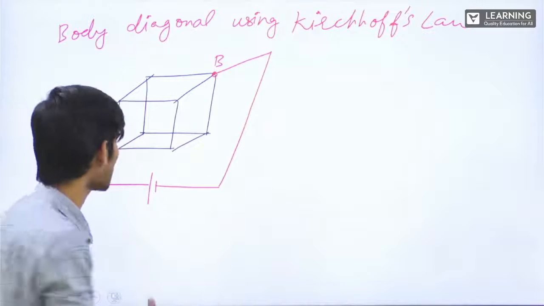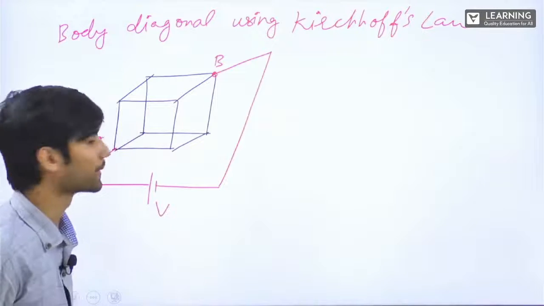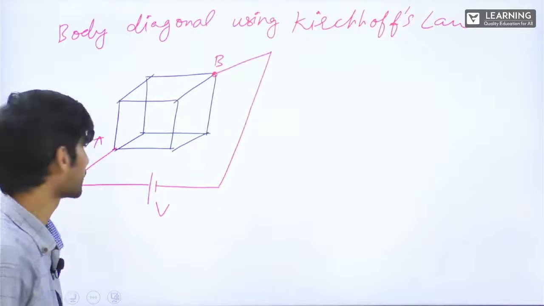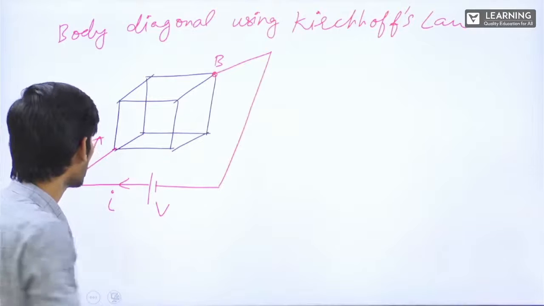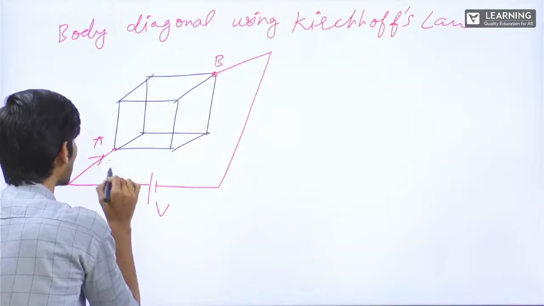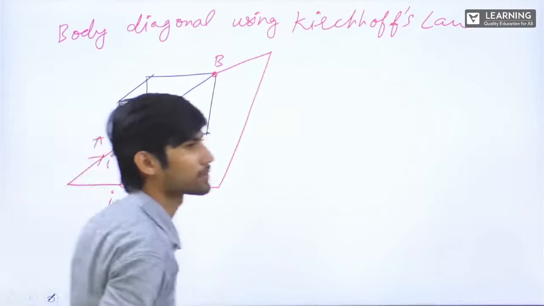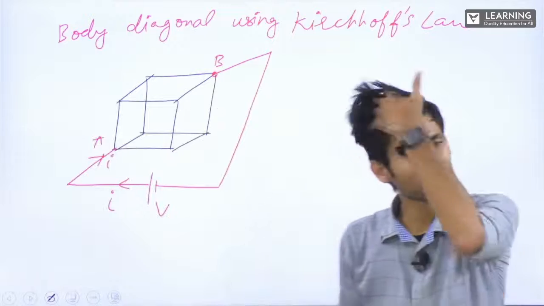Fine. This is V, let's say. First, I will draw current from here. Let's say I have drawn current, the current is I. Now the current went here, I. It has three different paths. It has to distribute itself.